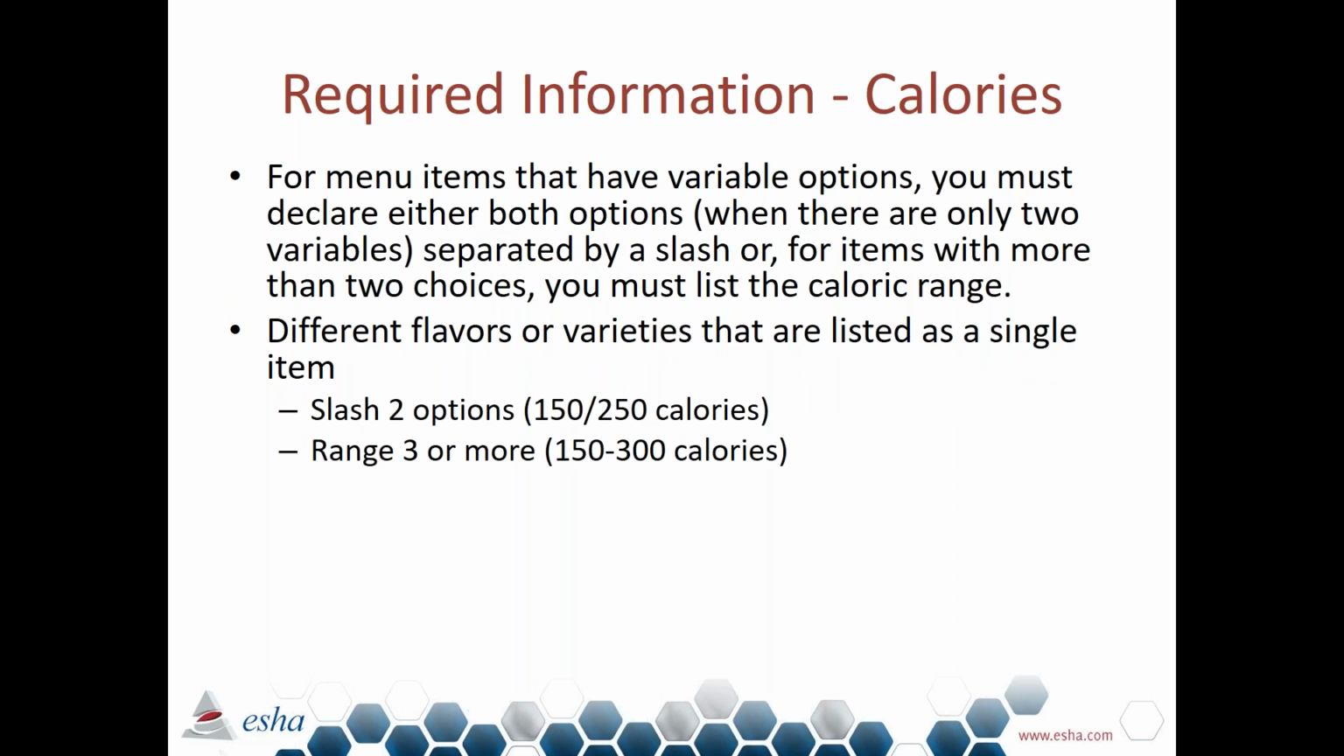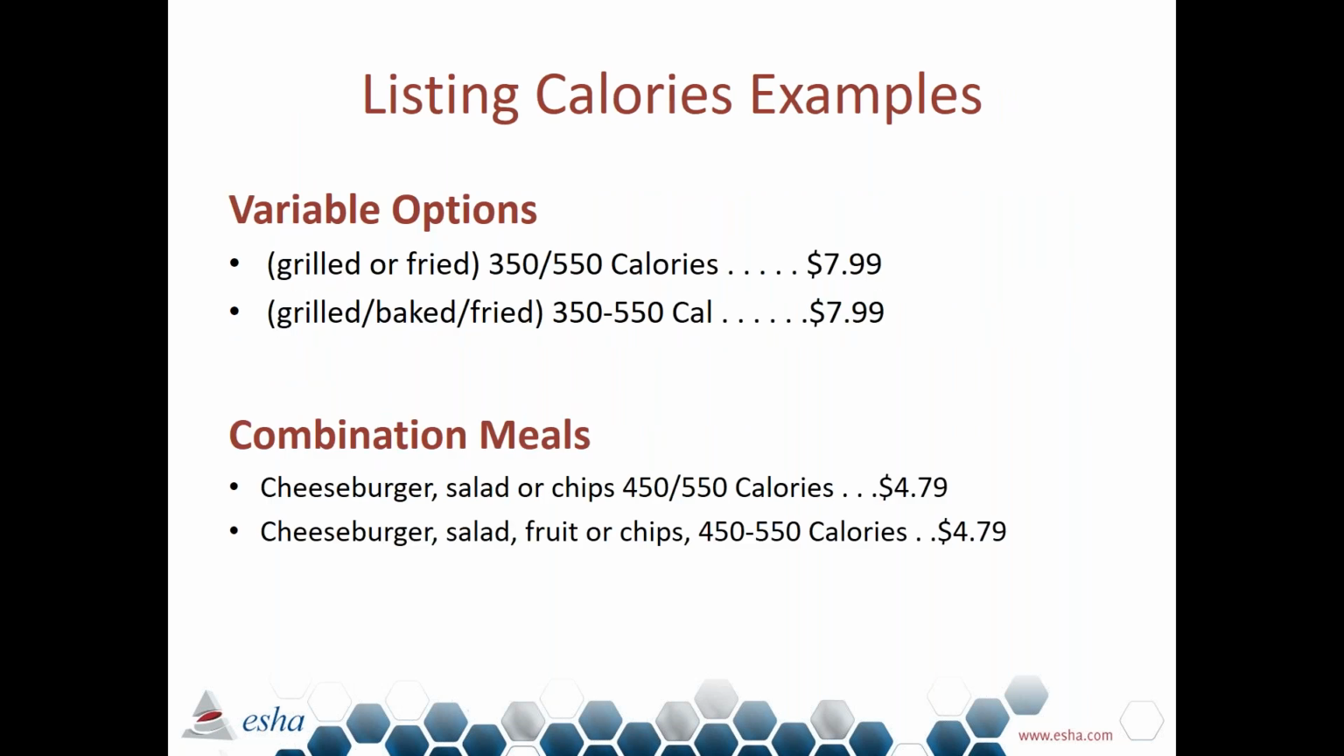There are options within this guidance to combine or consolidate some of your information. For example, if you have two options of a menu item, you can list the calories and separate them by a slash. Or if there are three or more options, you can use the range and do a dash between the calories. Some examples are these, or if you have a sandwich that is grilled or fried, you can list those two options with a slash.